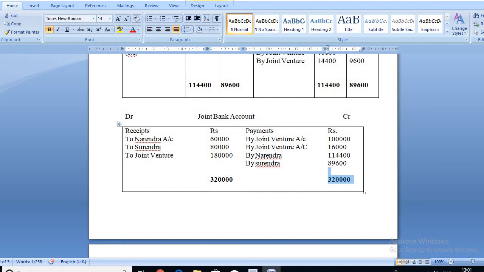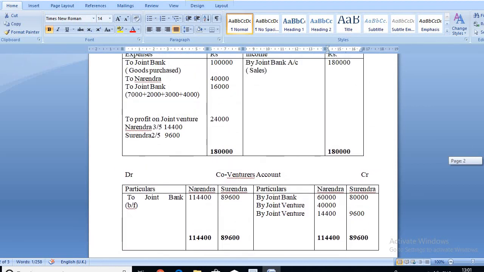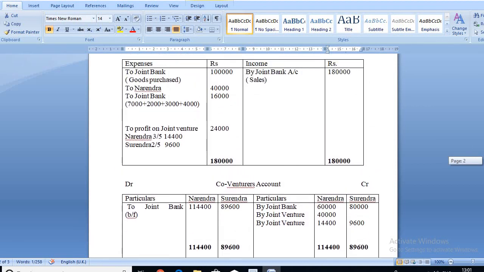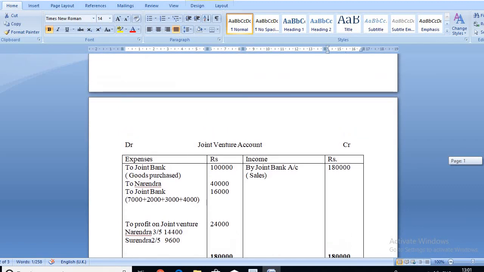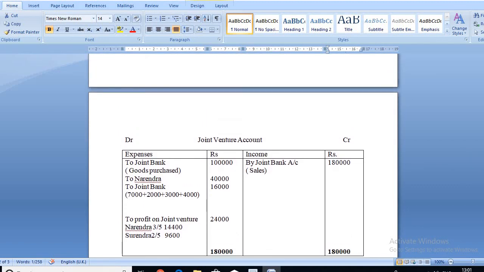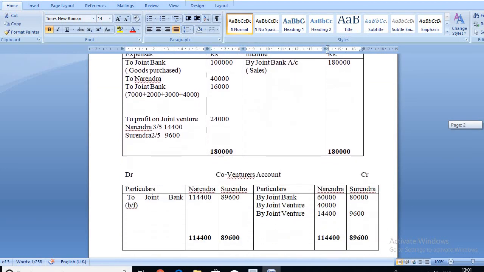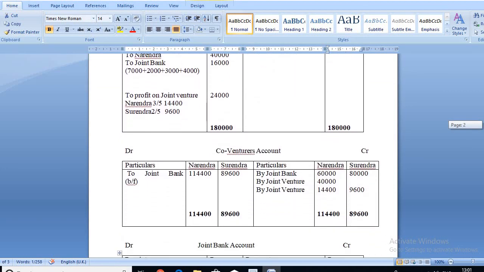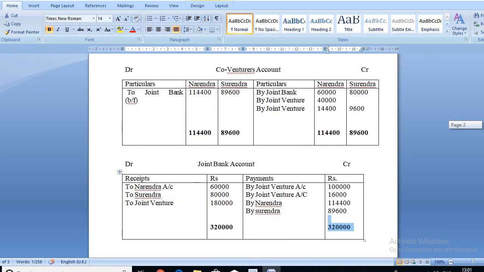So this is the solution for the joint venture problem. This is the joint venture account, and this is the co-venture account, and this is the joint bank account. When you are doing a problem, record the debit and credit aspect of each entry simultaneously.